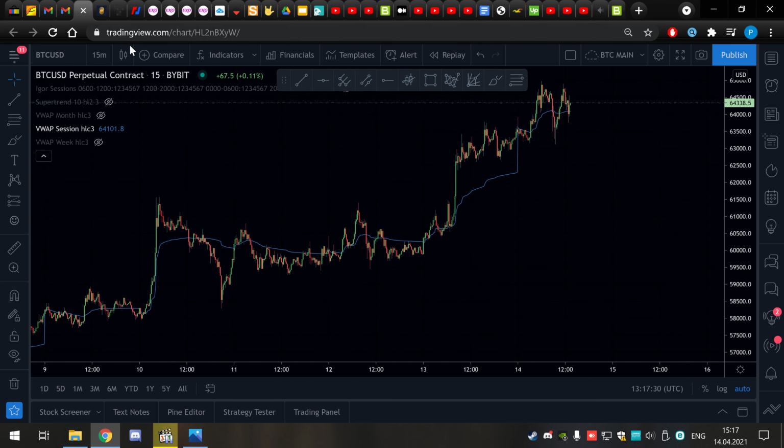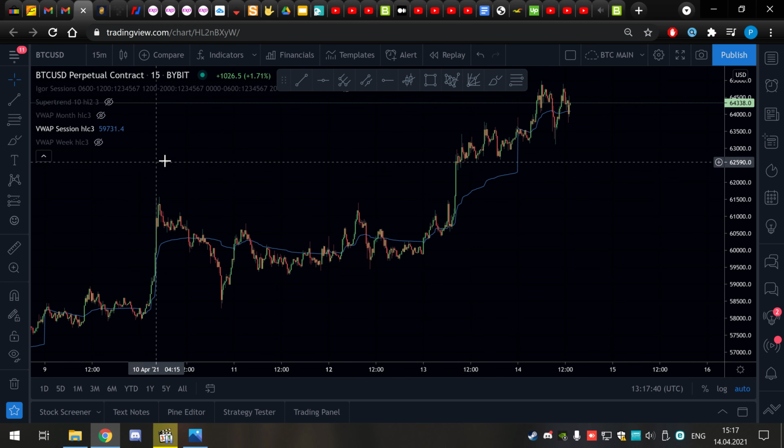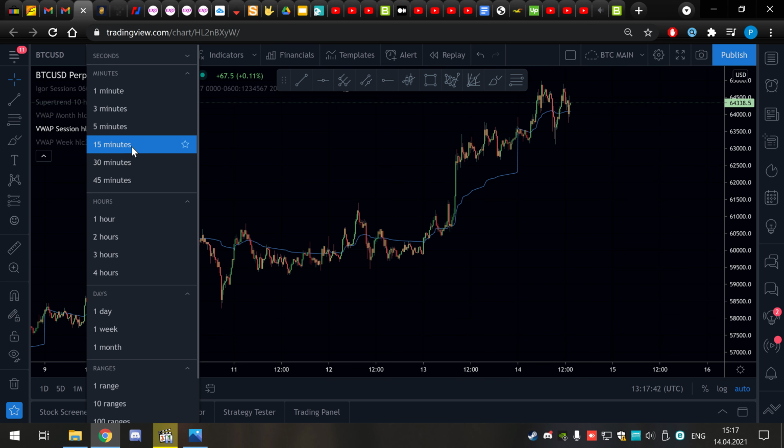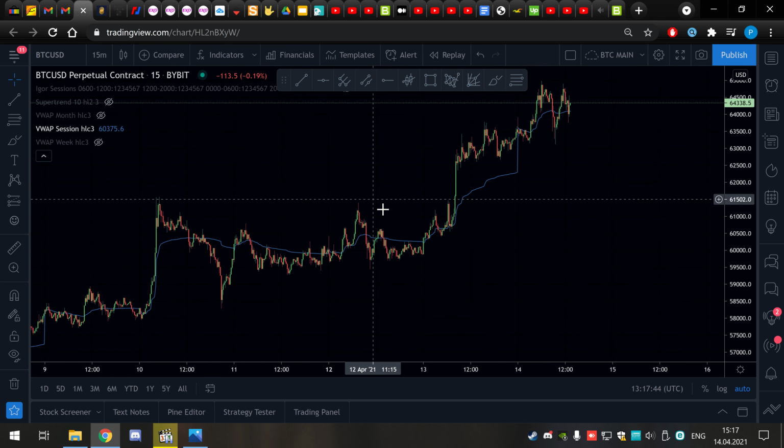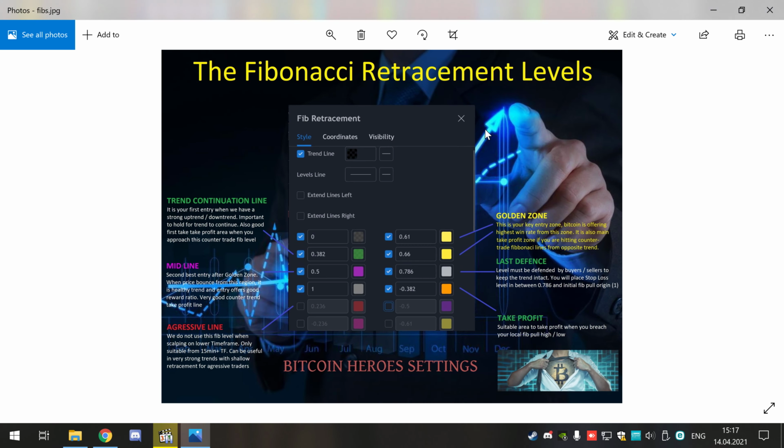So you will open TradingView. You will search for our chart, Bitcoin USD perpetual contract on Bybit. Okay, you will open it. Then you will click here on the 50-minute time frame. That's the time frame we will be using and learning. Also learn this, of course.